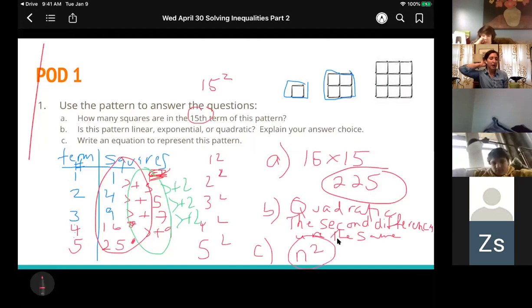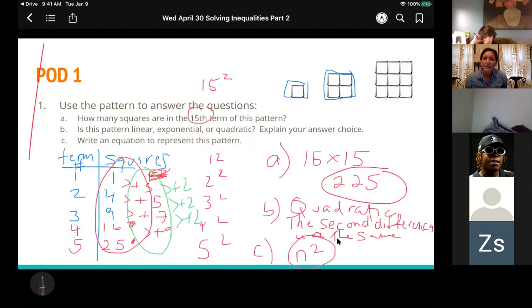You could also say x squared if you prefer that variable. Is 2n the same as n squared? No. Joe threw out the idea of 2n, and he's on to something, but it's not 2n. N squared is the same as what?